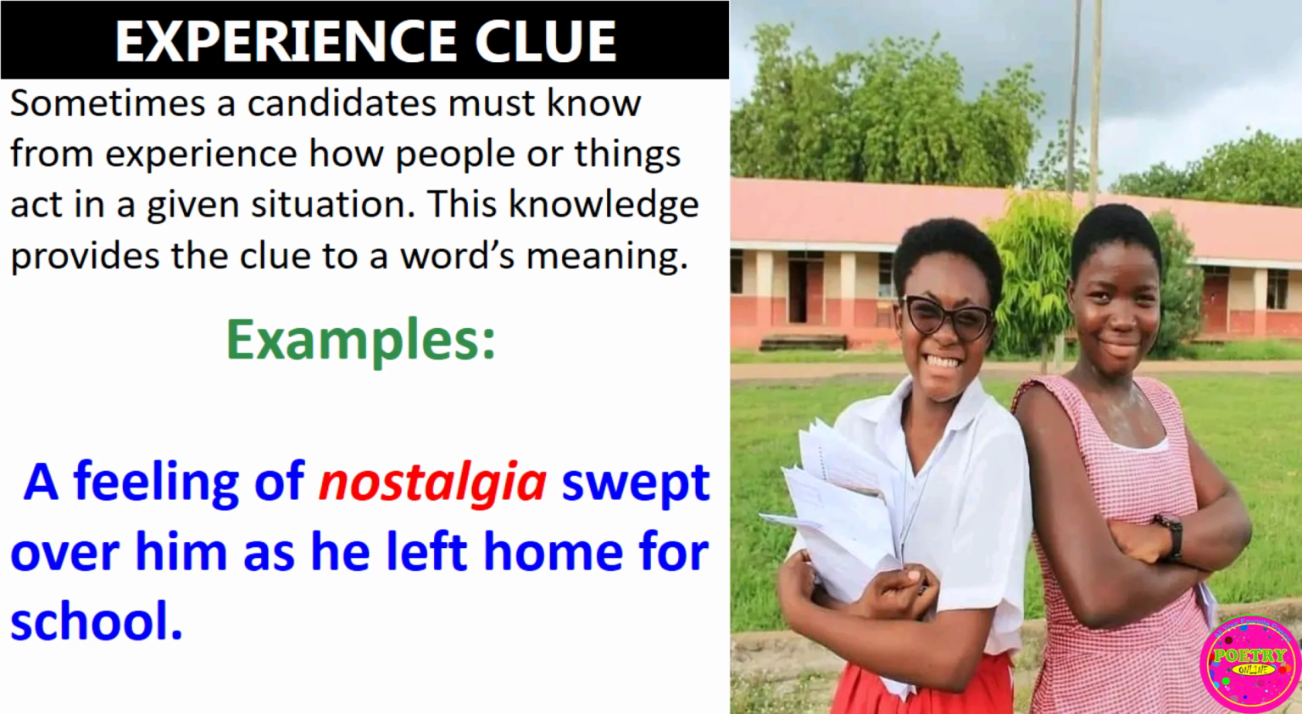Let's consider this example. A feeling of nostalgia swept over him as he left home for school. Here, a candidate can put himself in that particular situation. Whenever you're leaving home to a school, how do you feel? So, when you know this particular feeling, it becomes easier for you to select a word that is opposite in meaning to the underlined word.